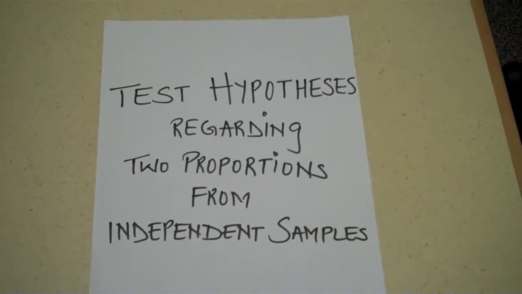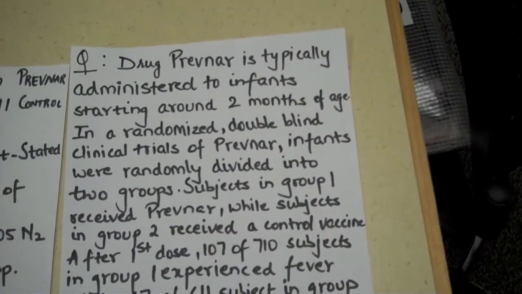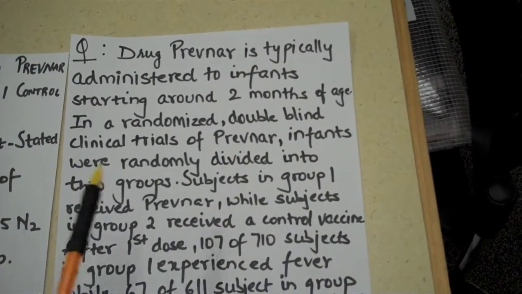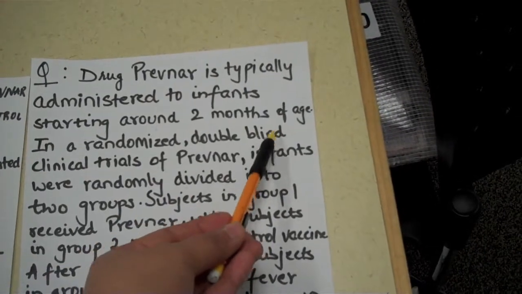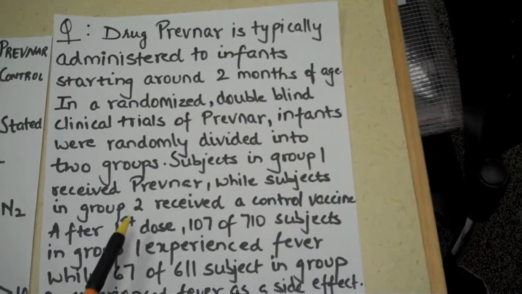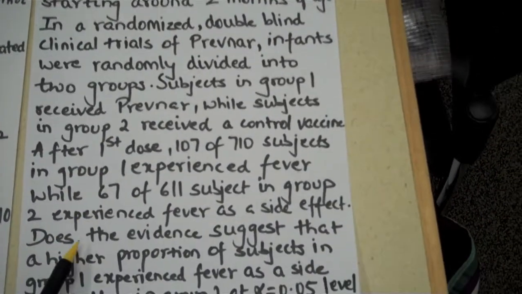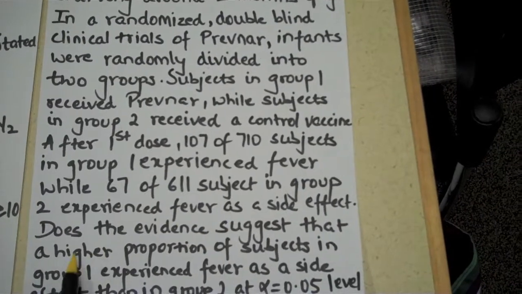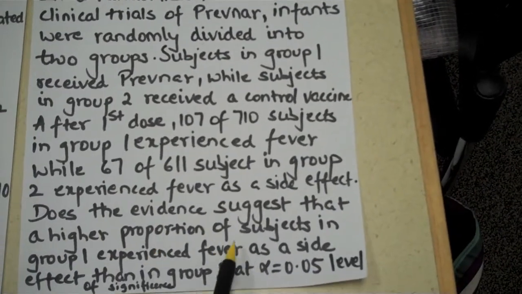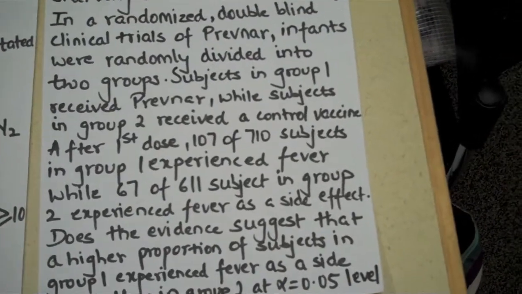Okay, to test the hypotheses, we have a problem right here wherein we have two groups of randomly selected infants of 2 months of age. One group is administered drug Prevnar, the other one is administered control vaccine. Both of them experience fever as a side effect after their first dose. We have to suggest whether a higher proportion of subjects in group 1 experience fever as a side effect than in group 2 at alpha equal to 0.05.